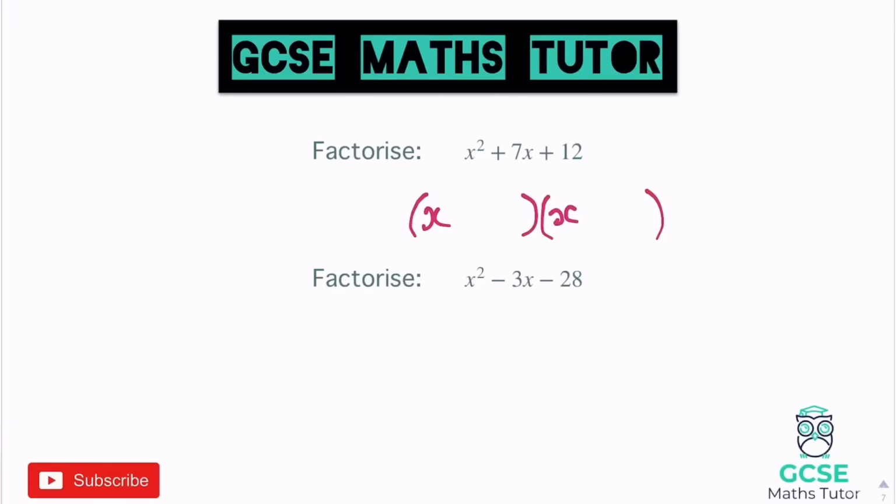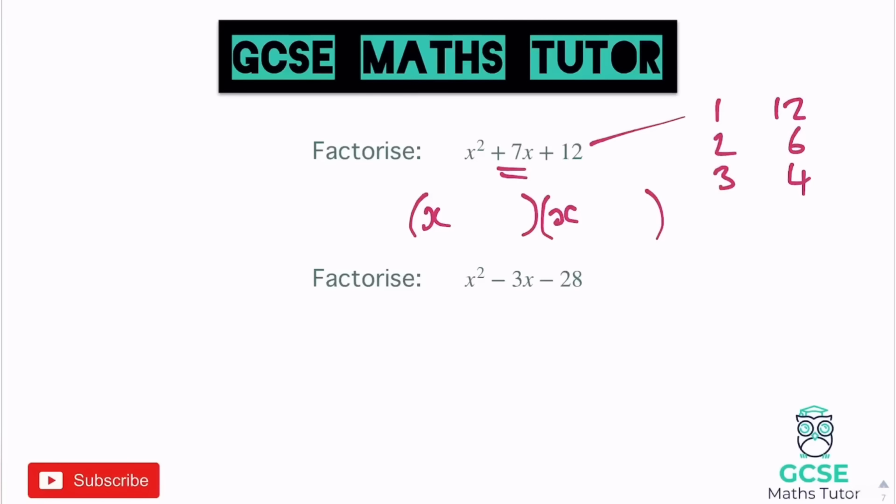So looking at the 12, we know it's going to be a pair of numbers that multiply to make 12. So I always write these down. We can have 1 and 12, 2 and 6, or 3 and 4. Now we just need to have a look at these numbers, because we've got a 7x in the middle, so they have to add up to make 7x.